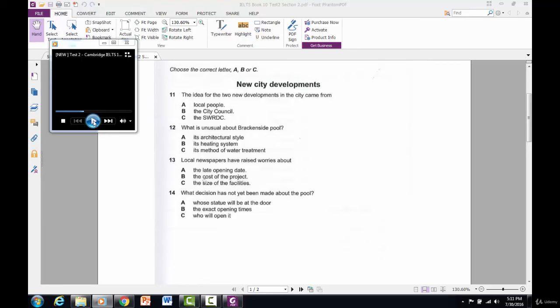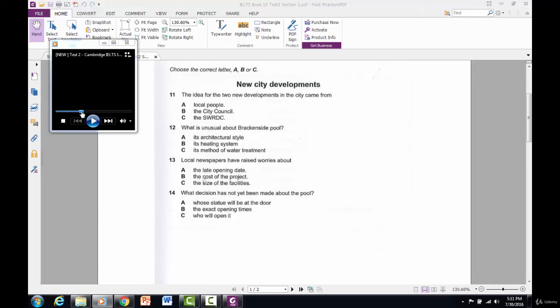All right, you automatically know A is wrong, because they said the exact words opening date. That's how you can recognize wrong answers. The correct answer here for number 13 is C, because they were talking about the size and whether or not it would have enough capacity, enough room. That's a synonym for talking about the size of the facilities.